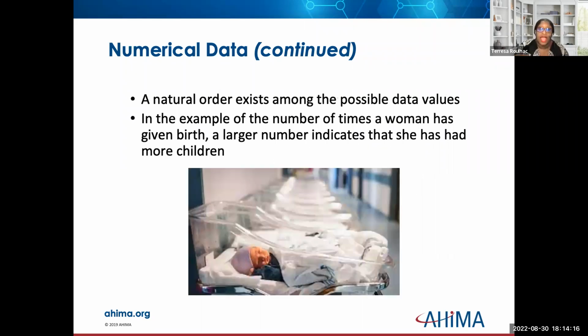We talk about a natural order that exists among possible values, okay? We look at the difference between 1 and 2 births is the same as the difference between 4 and 5. The number of births is restricted to, of course, whole numbers. A woman cannot give birth 2.3 times.